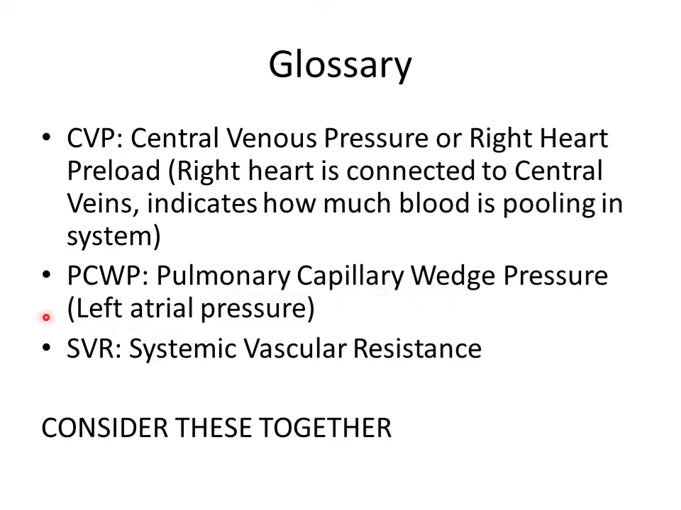And another term we have to know is SVR, the systemic vascular resistance, is the resistance given by the arterioles into the system. So this is the arterial pressure. So you have to remember CVP, which is the right atrial pressure or the right heart preload, PCWP, which is the left atrial pressure, and SVR, which is the systemic vascular resistance. Now we have to consider this together. Now let's move on.